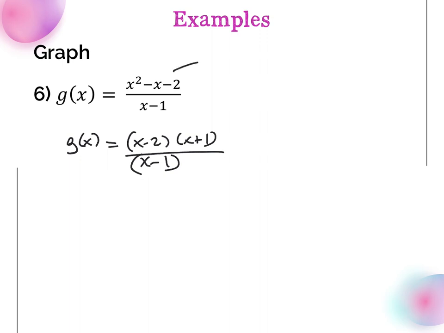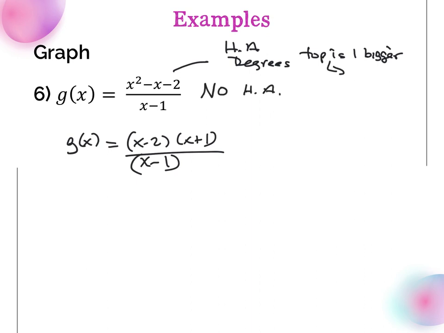So back to checking out the degrees. So for the horizontal asymptote, you check the degrees. So the top is 1 bigger. So obviously, since the top is bigger, there's no horizontal asymptote, but because the top is 1 bigger, it's got a slant asymptote. And to find that, I need to do long division.